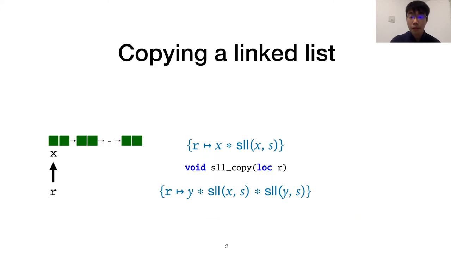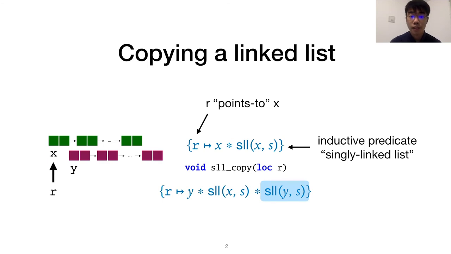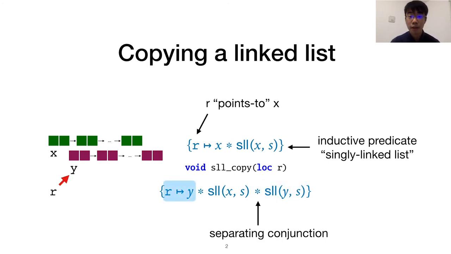Imagine you're a developer and you need to implement a specification of a program that creates a copy of a linked list expressed in separation logic. The precondition is a reference pointing to the head of a singly linked list whose presence is expressed with this inductive predicate. In the postcondition, eventually we want the original list plus a copy with identical elements and an updated reference pointing to the head of the new copy. This connective is called a separating conjunction, which says that the left spatial part is disjoint from the right.